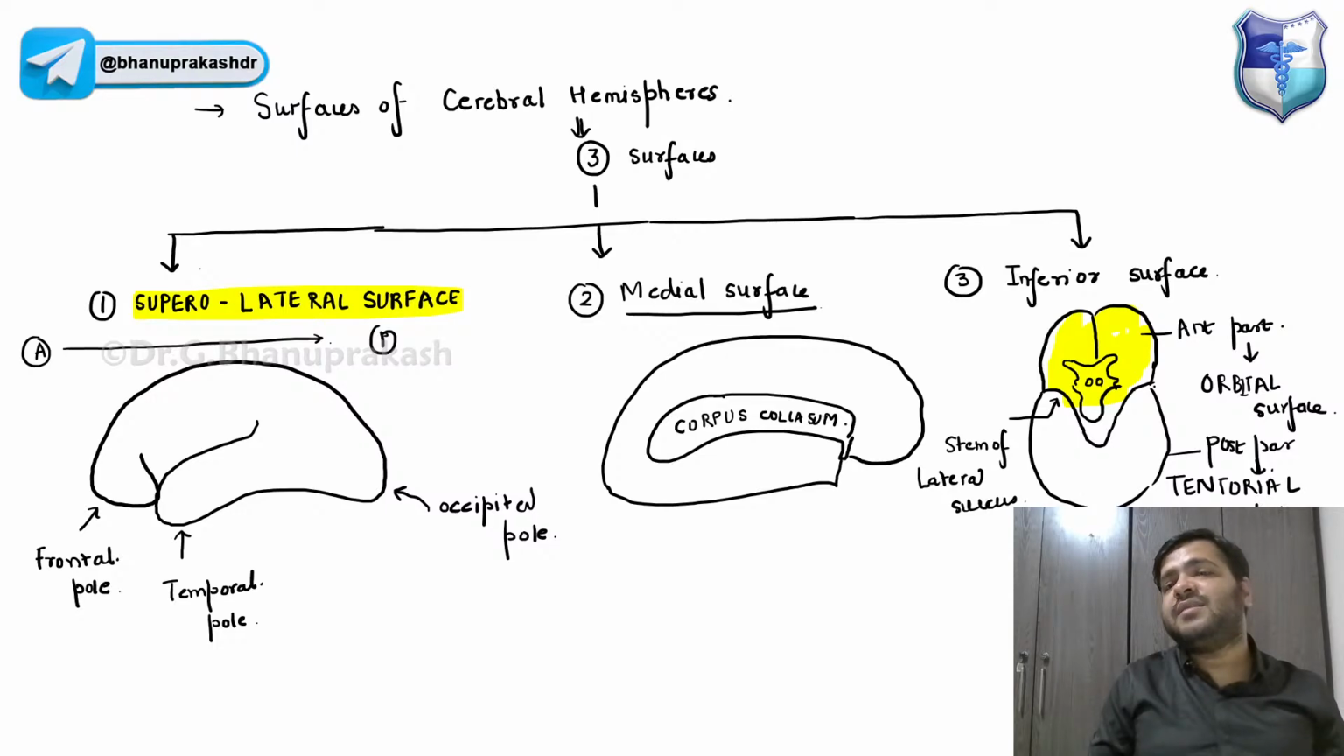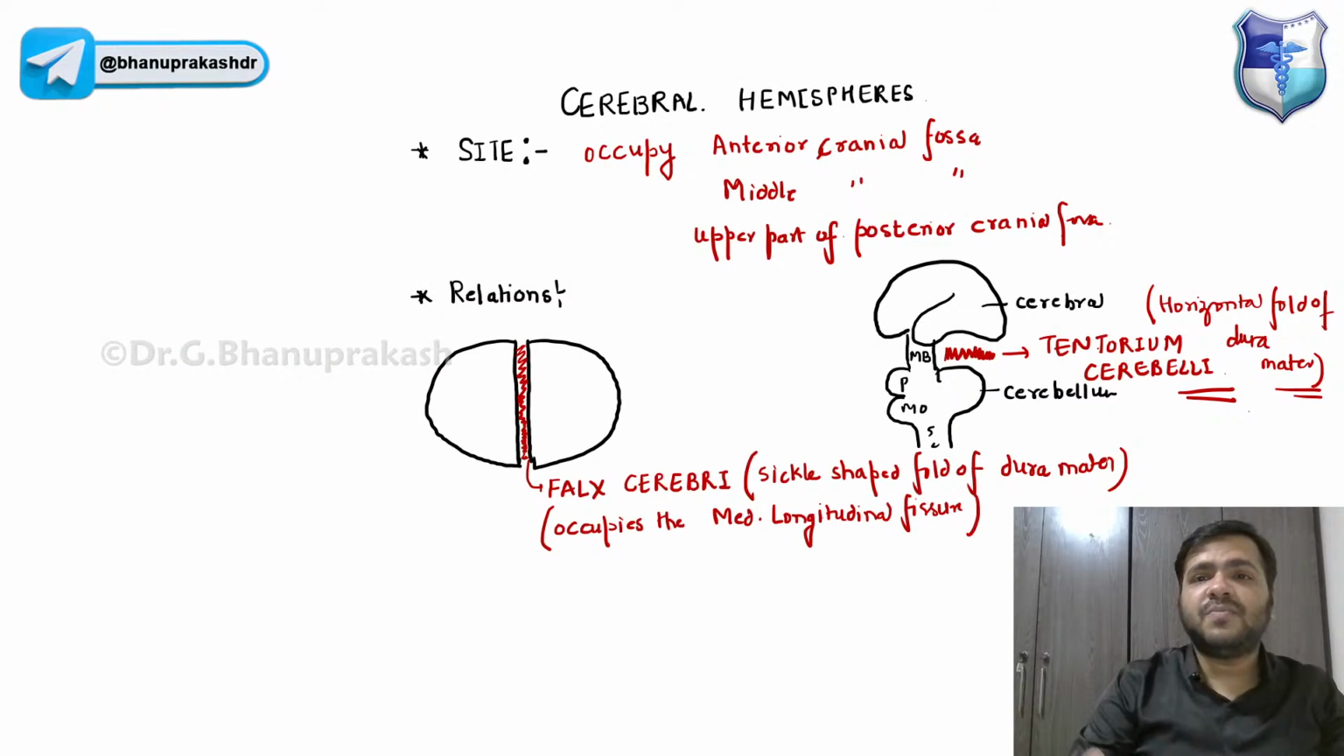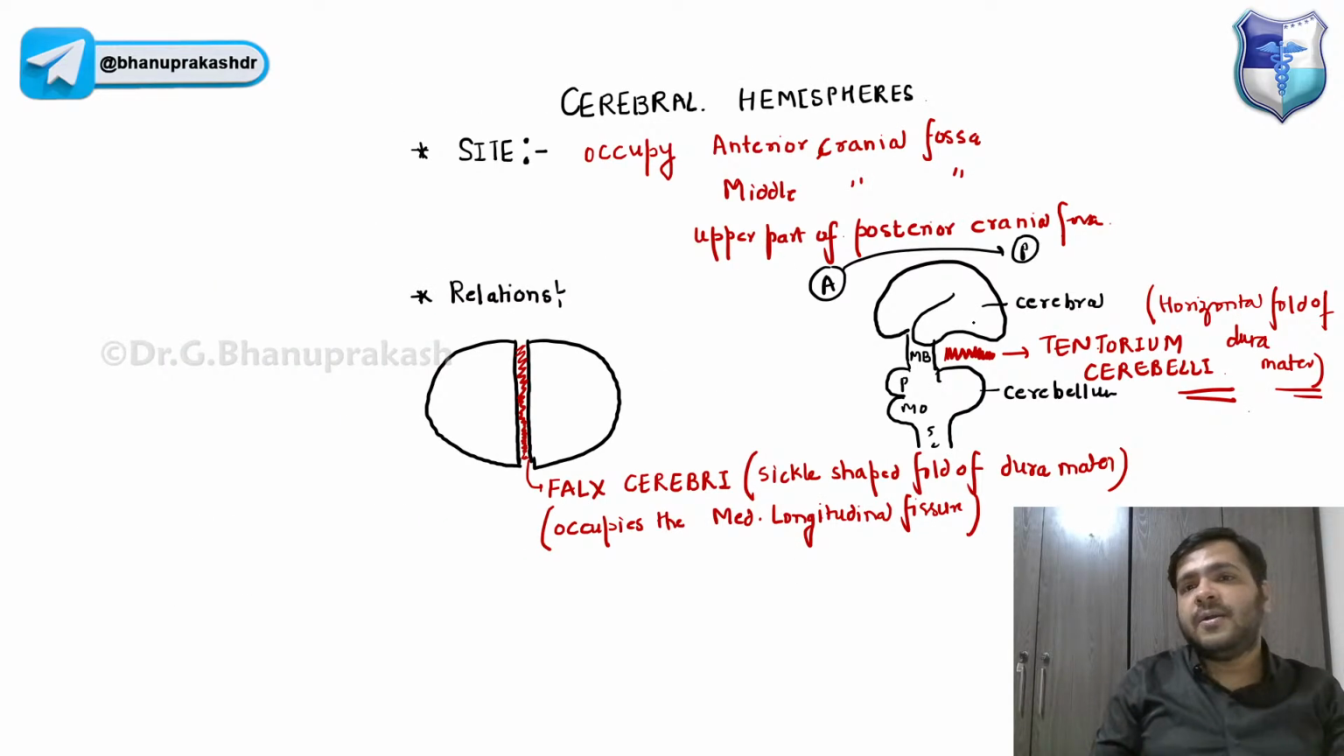Again guys, it makes sense. The tentorial surface. Obviously, if you look towards the back, if this is the anterior side and this is the posterior side, the lower part of the two cerebral hemispheres is basically containing this fold of dura matter called the tentorium cerebelli.